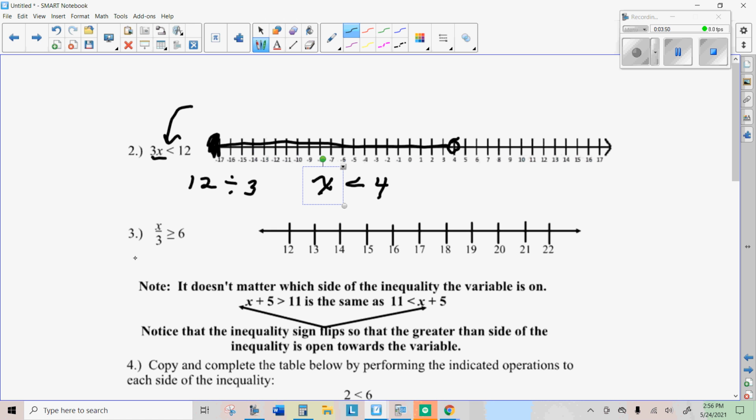Okay, now this is divide by 3, so when you're backtracking, you would do times 3. 6 times 3 is 18. So x is any number greater than or equal to 18. That would be a closed dot on 18 and any of these numbers this way. Okay?